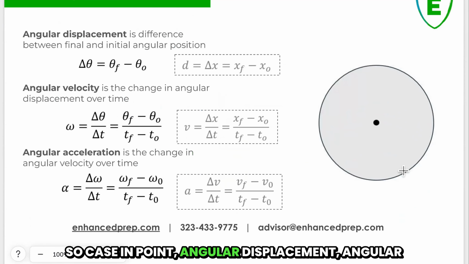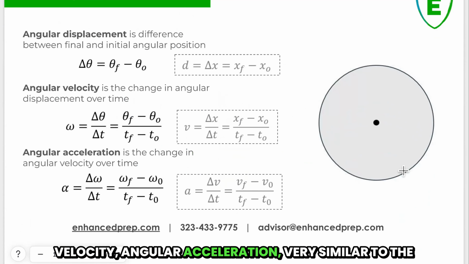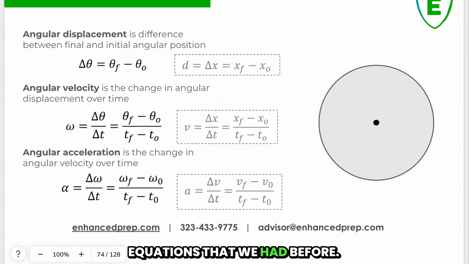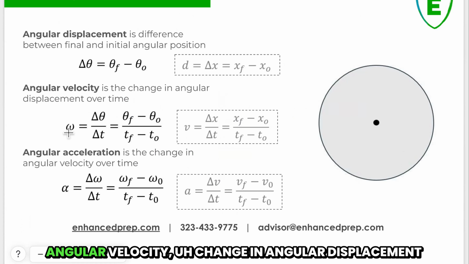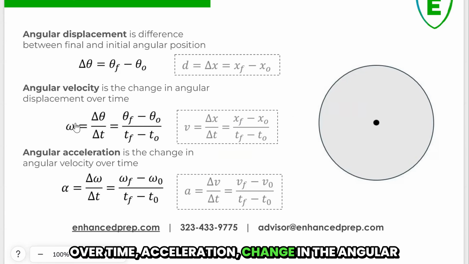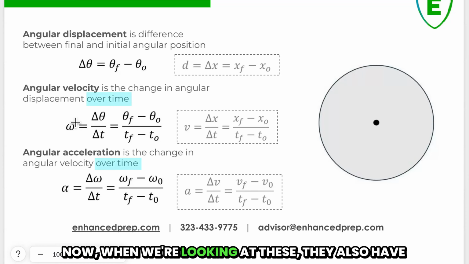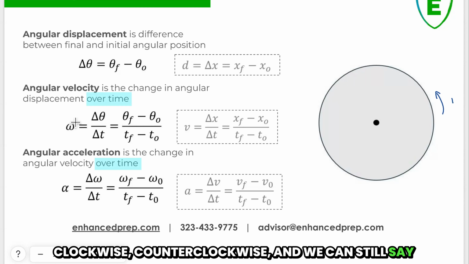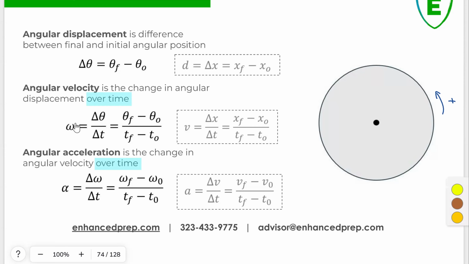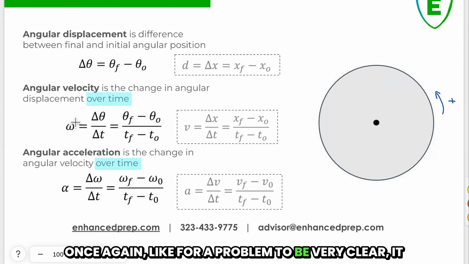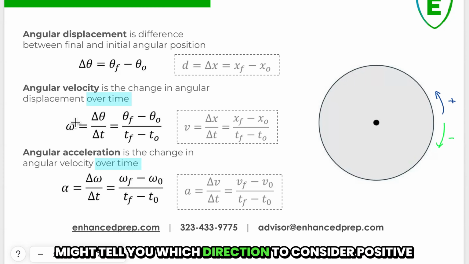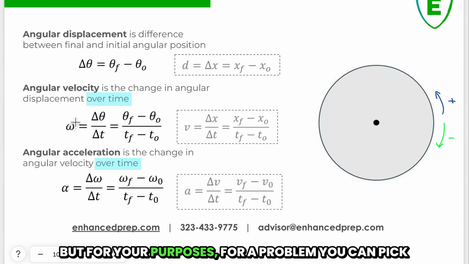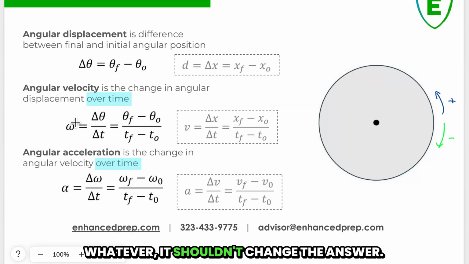So, case in point: angular displacement, angular velocity, angular acceleration, very similar to the equations that we had before. Angular velocity is the change in angular displacement over time; acceleration is the change in the angular velocity over time. Now, when we're looking at these, they also have direction. Typically, the direction will depend on clockwise or counterclockwise, and we can still say that it's positive or negative. For a problem to be very clear, it might tell you which direction to consider positive and negative. But for your purposes, you can pick whatever. It shouldn't change the answer.